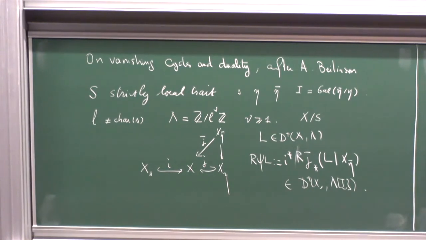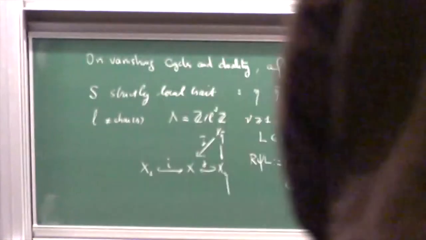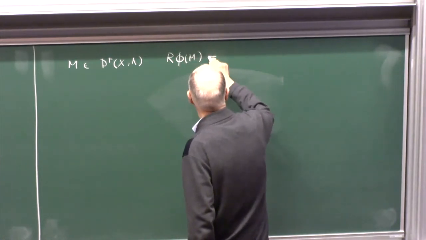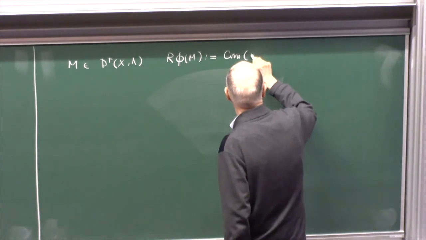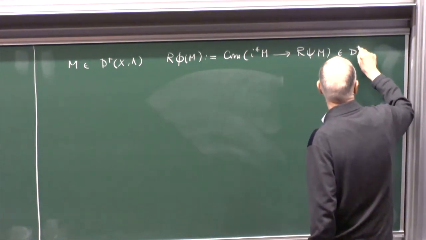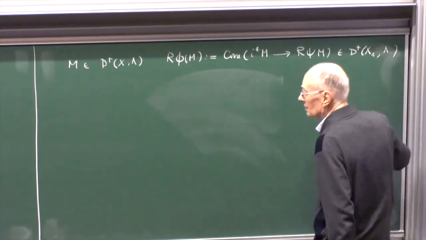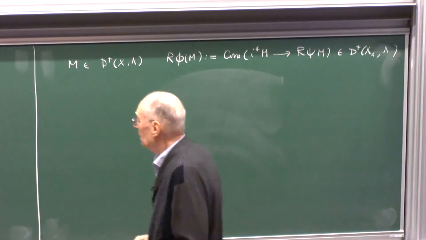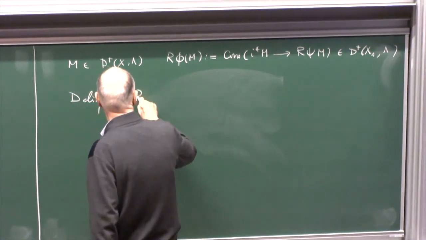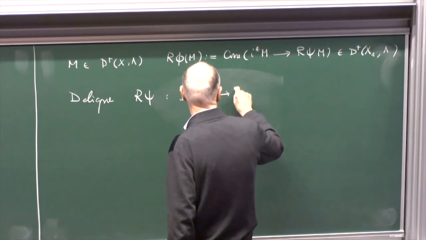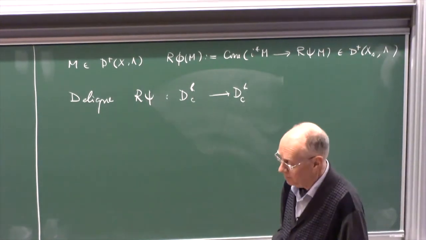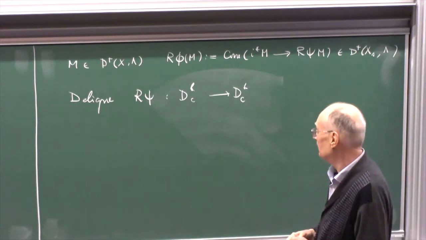And for M in D plus of X Lambda, R phi of M is defined as the cone of i star M to R psi of M, also in D plus of X_s Lambda. In the mid-70s, Deligne proved that R psi sends D^b_c to D^b_c. So D^b_c means the full subcategory of complexes which have bounded cohomology sheaves and consist of constructible sheaves.